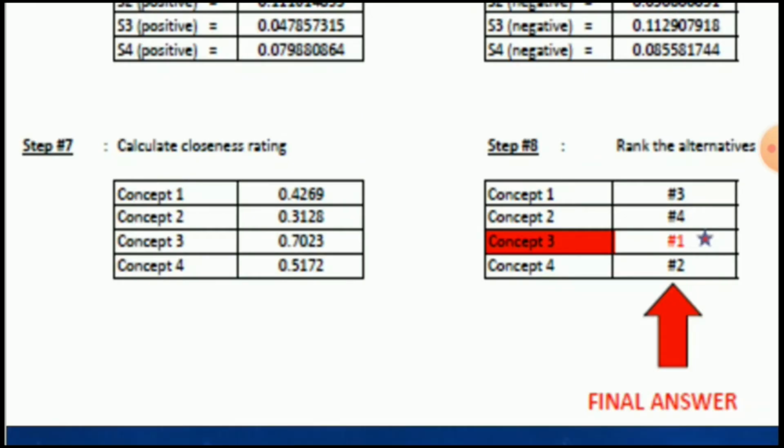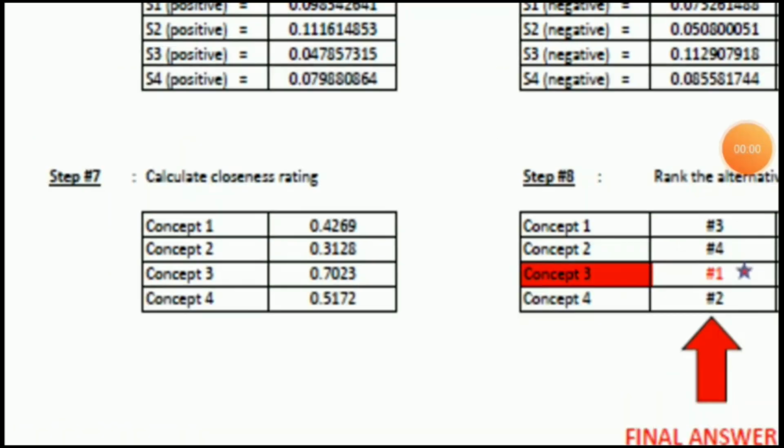And straight away you come to step number 8, ranking the alternatives based on the closeness rating. You will have concept number 3 in first rank, followed by concept number 4, then concept number 1, and lastly concept number 2.